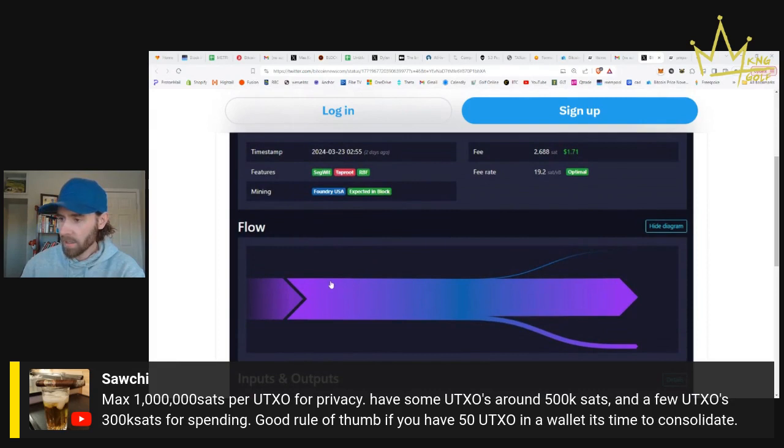So this is kind of the ideal flow that you want. You can see there's a couple different things it looks like, but you want a fat UTXO. That's what you want it to look like. You don't want a whole bunch of different ones going off, because then you're going to be paying a big fee for it.